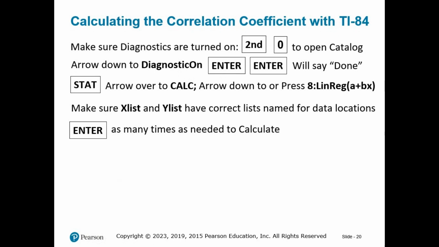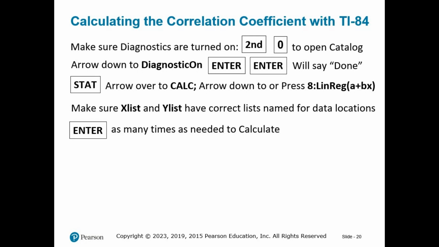To find the correlation coefficient on the TI-83 or 84 calculator, you first need to make sure diagnostics are turned on. You do this by pressing the second button, then the number 0 to open the catalog. Then you need to arrow down until you highlight the DiagnosticOn selection. Click enter twice. The screen should say done.